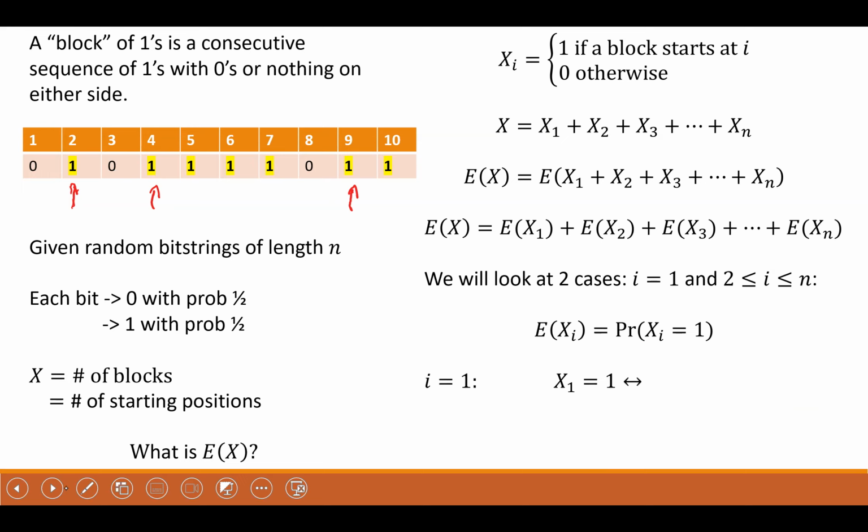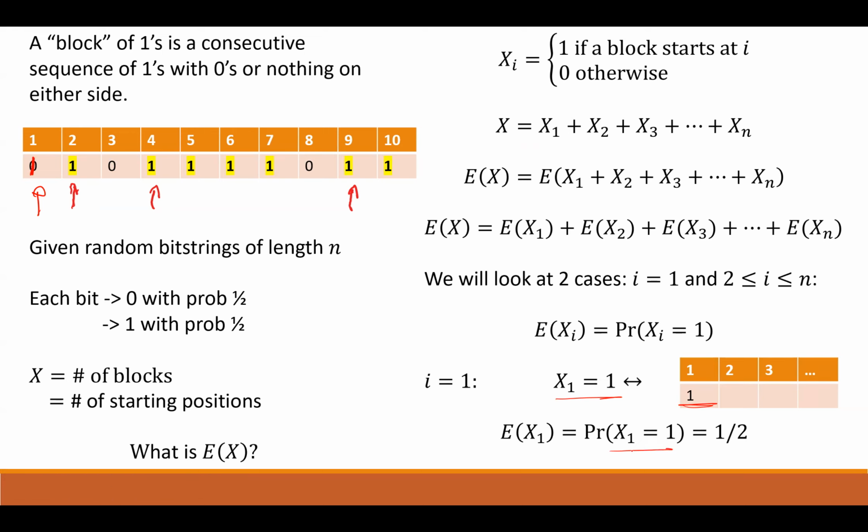On the other hand, if I'm at the beginning, right, if I'm looking at bit 1, then it only matters if bit 1 is a 1. If it's a 1, then this is the start, the leftmost bit of a block of 1s. And if it's a 0, it's not. So x1 is equal to 1 if and only if the first bit is a 1. And it's a random bit string, so the probability that the first bit is a 1 is 1/2. Okay, and that's it.